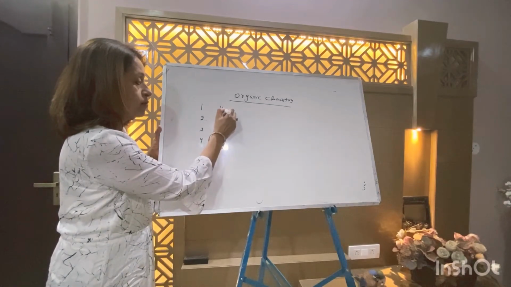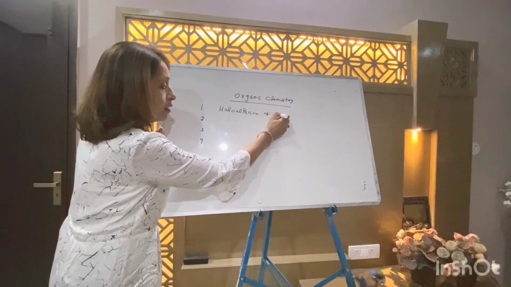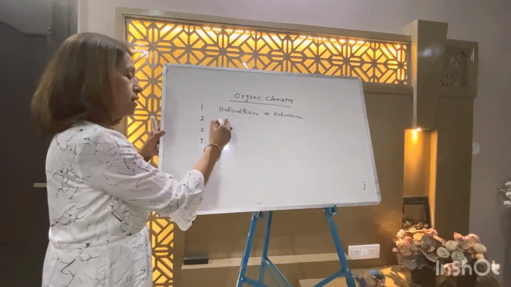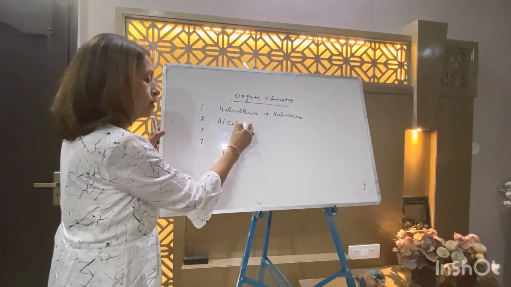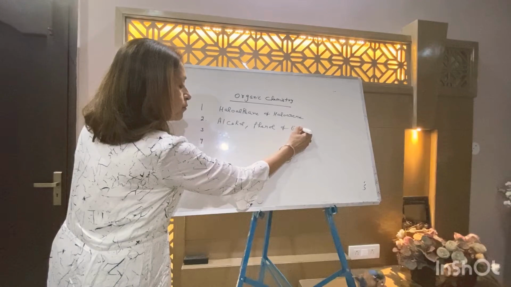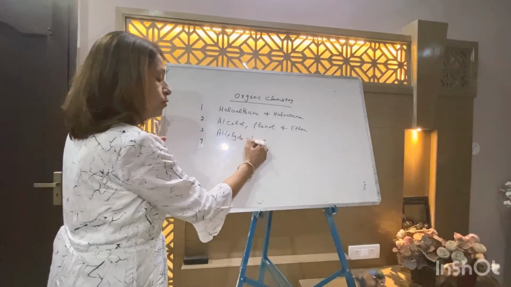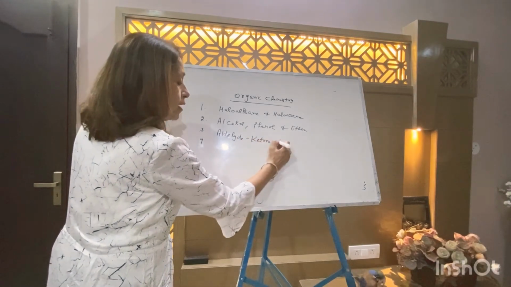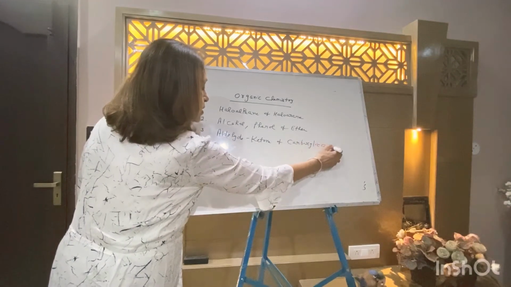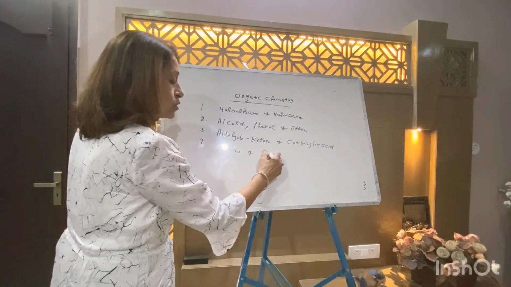The first is haloalkane and haloarene. Second is alcohol, phenol and ether. Third is aldehyde, ketone and carboxylic acid. And the last is amines and diazonium salts.